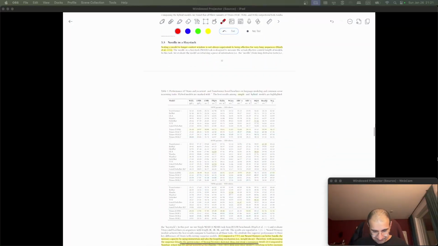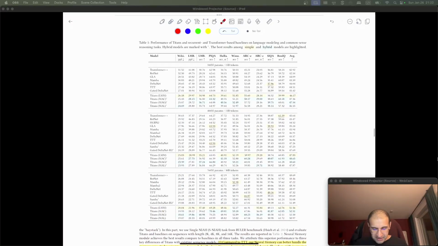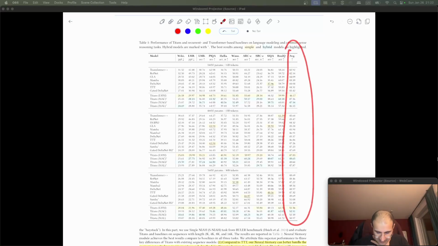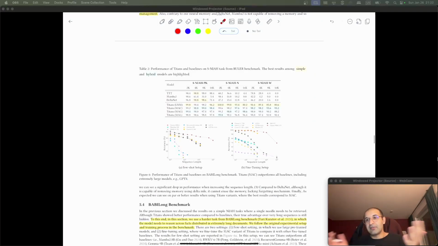This is my claim. If you look at the benchmark, compared to the other architectures like Mamba and the recurrent neural networks, it performs better if you check the average score over all these benchmarks. I believe this is a promising area of research. I will probably be looking forward to the code, which has not been released yet.